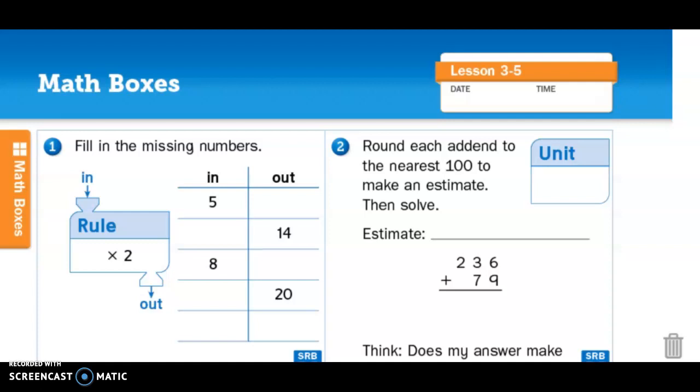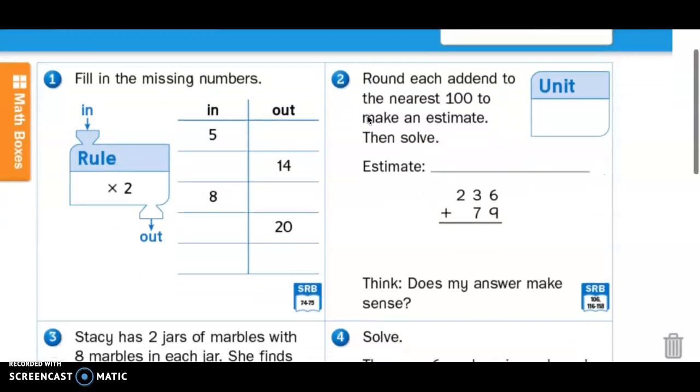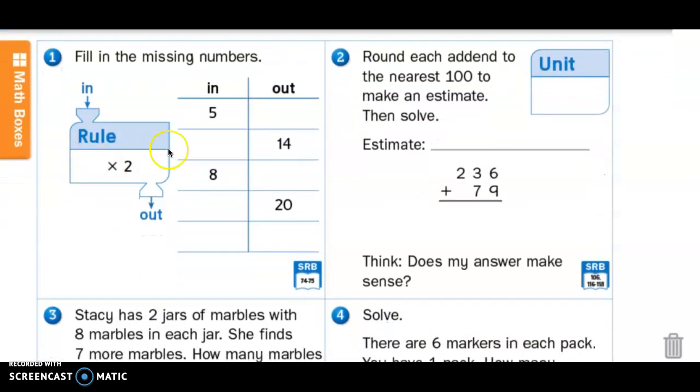And our last math video for the day, lesson 3-5 math boxes. Fill in the missing number. We saw this last week. They gave us the rule.